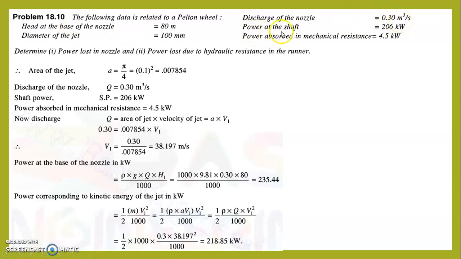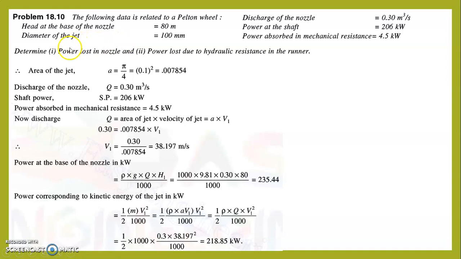And the next one, power at the shaft, that is shaft power, is given as 206 kilowatt. The last one is power absorbed in mechanical resistance. After the runner, the power is transferred to the generator. This is done by some couplings and shaft, and some amount of power is lost here, that is called the mechanical loss, or mechanical resistance. So the power lost during the mechanical transmission is called the mechanical resistance. So this will be the difference between shaft power and runner power.